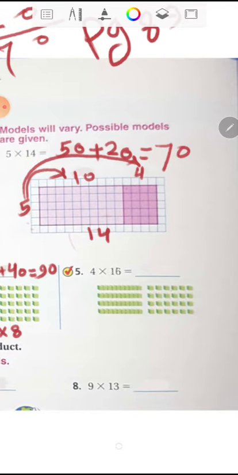So let's count the number of longs. 1, 2, 3, 4 longs. That means 4 multiply 10 equals what? Equals 40. Now I will continue.